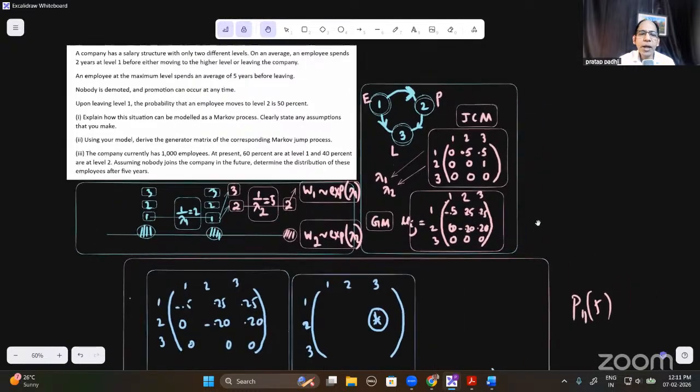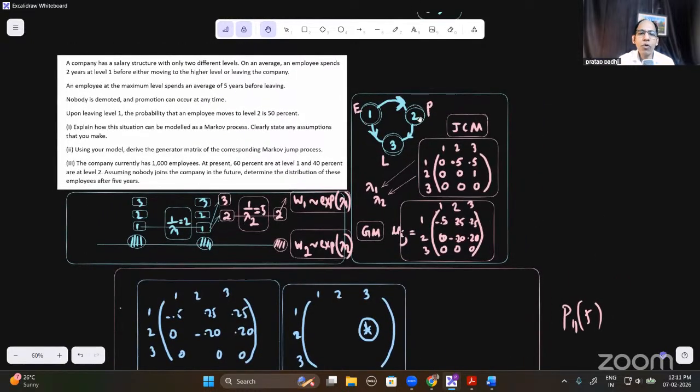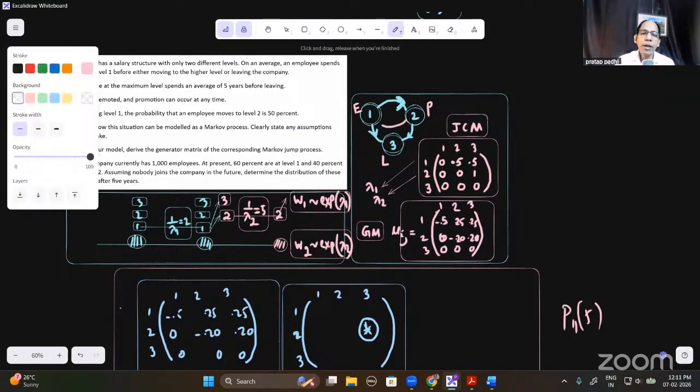when you are leaving this state 2, can you come back to 2? No. When you are leaving 3, can you come back to 3? No. When you are leaving 1, can you come back to 1? No. Okay, if I write something like this, then things will change. Then what will happen? P11T will not be equal to P12T. Sorry, 11 bar T. That's what you need to know.